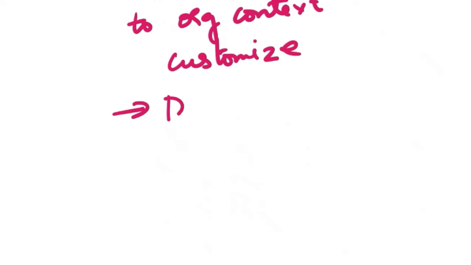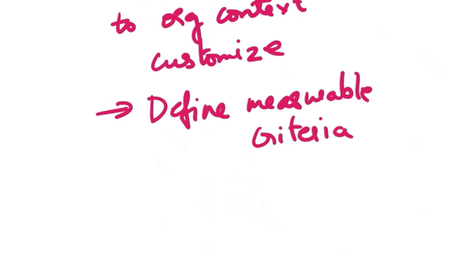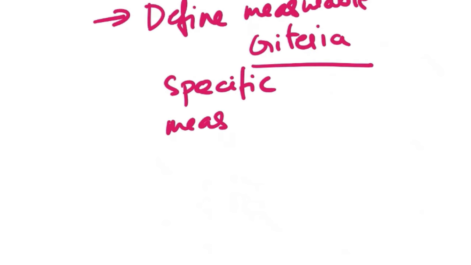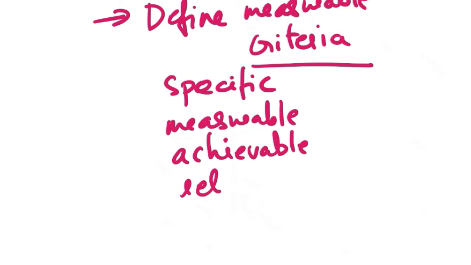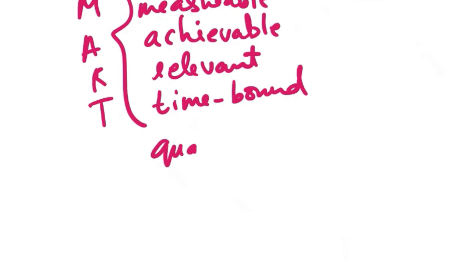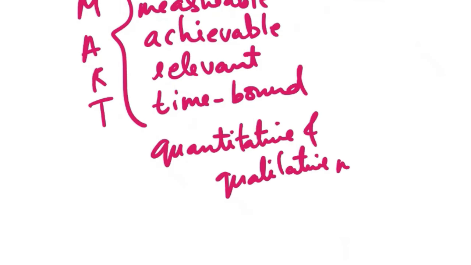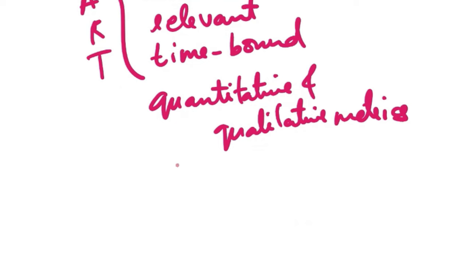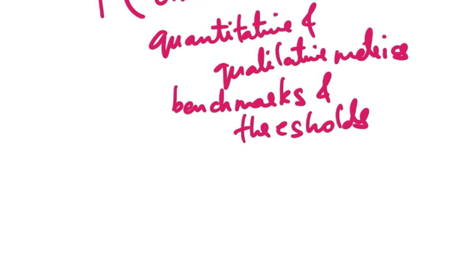After this, you define measurable criteria. That is, you ensure that the audit criteria are specific, measurable, achievable, relevant, and time bound. That is SMART. You use quantitative and qualitative metrics wherever possible to assess the effectiveness and maturity of IT controls and processes. You also define clear benchmarks and thresholds for evaluating compliance and performance against the audit criteria.